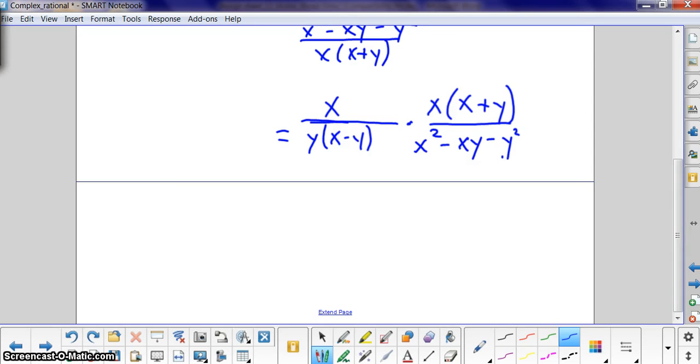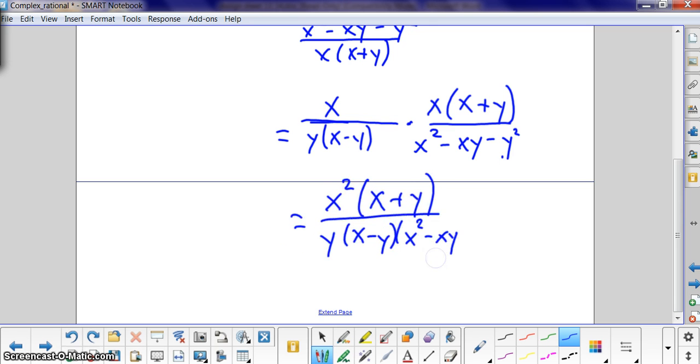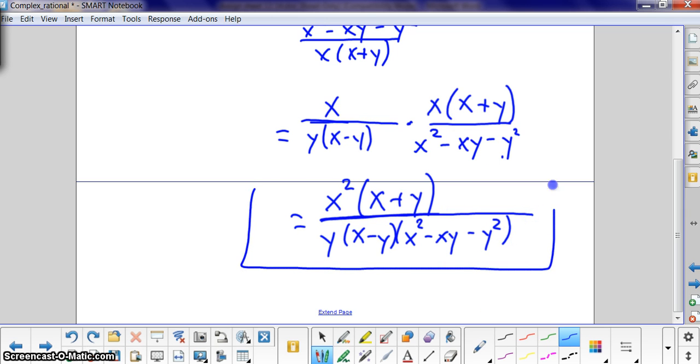Final step, write it as one single fraction. Equals x squared times x plus y over y times x minus y times x squared minus xy minus y squared. Final answer. Not pretty, but this is considered simplified form.